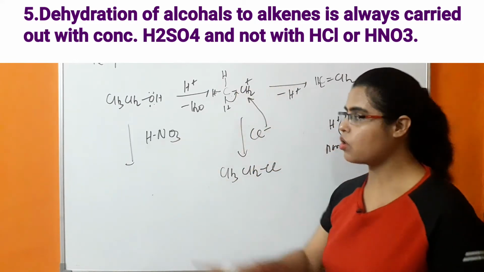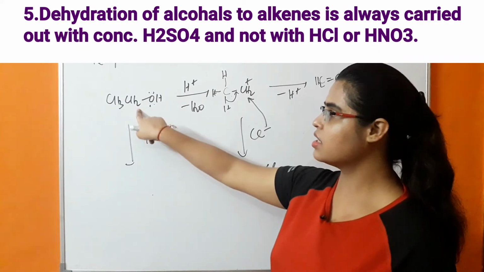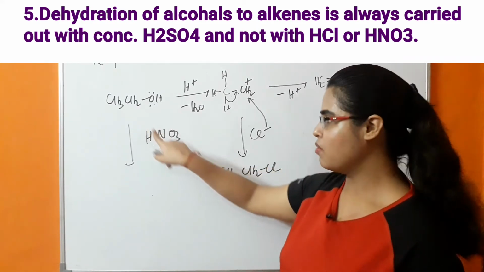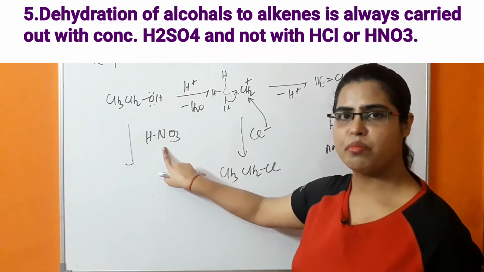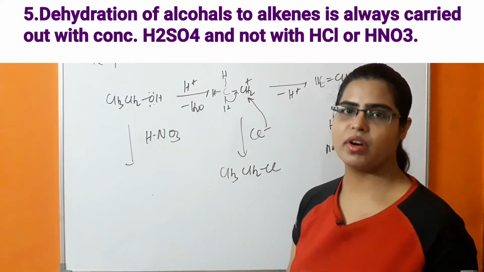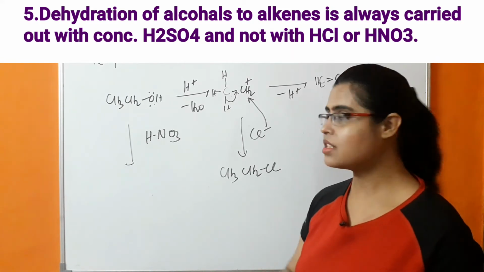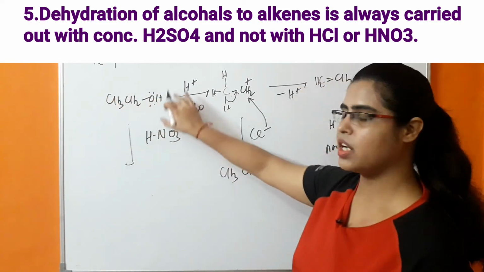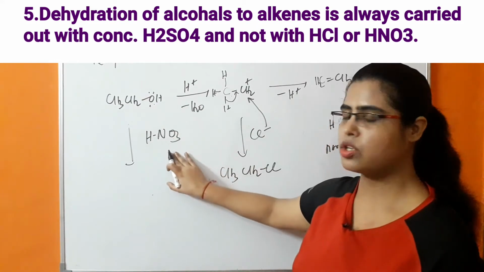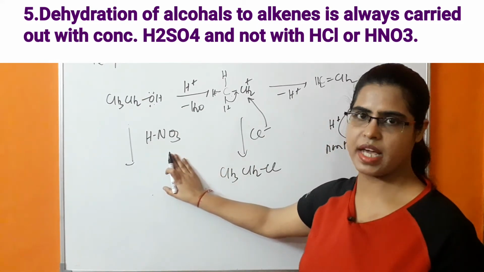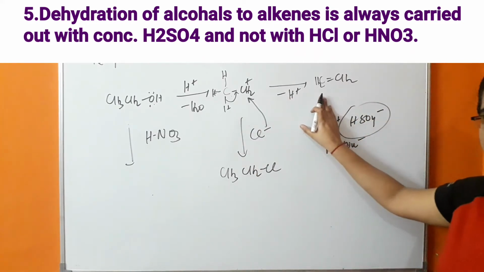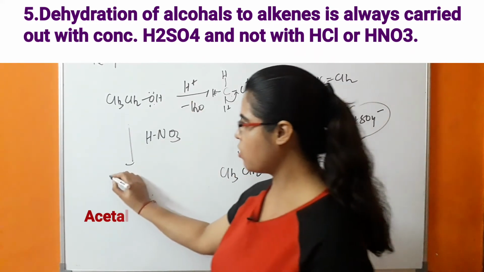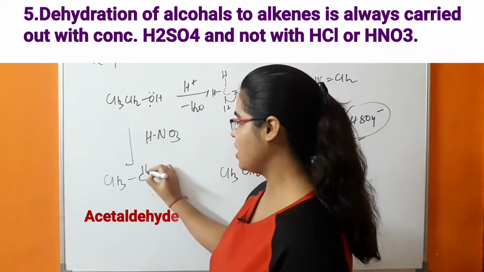Whereas in the case of HNO3, when this ethyl alcohol is reacted with concentrated HNO3, there will be formation of an oxidized product. It means oxidation will take place, because HNO3 is a very good oxidizing agent. Because of that, instead of formation of ethene, there will be formation of aldehyde.